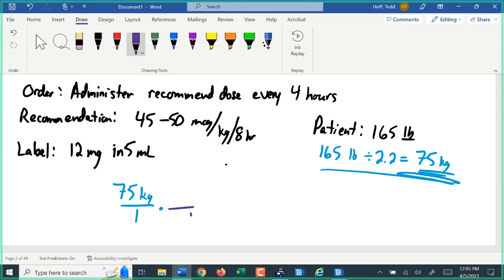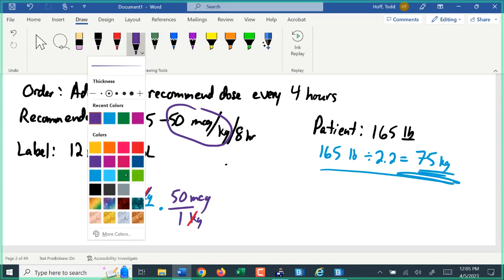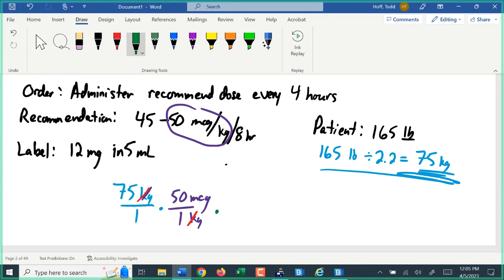Next, we're going to get rid of kilograms. And we're going to use the maximum again, 50 micrograms per kilogram. So the kilograms cancel out. Now again, we don't have micrograms anywhere else in our problem, so we're going to get rid of micrograms and go to milligrams. So micrograms to milligrams. 1 milligram is 1,000 micrograms. Micrograms cancel out. We're now in milligrams.